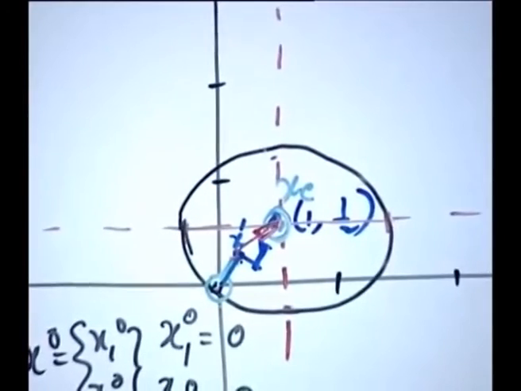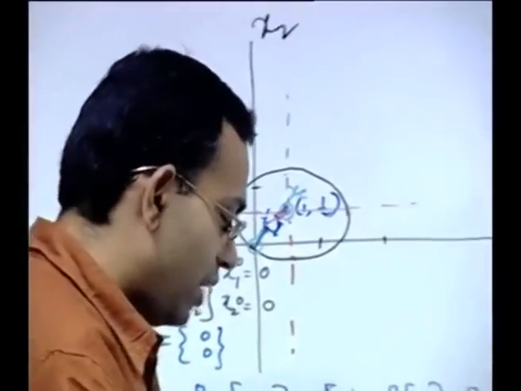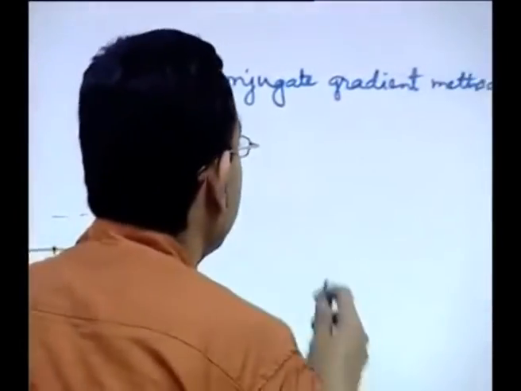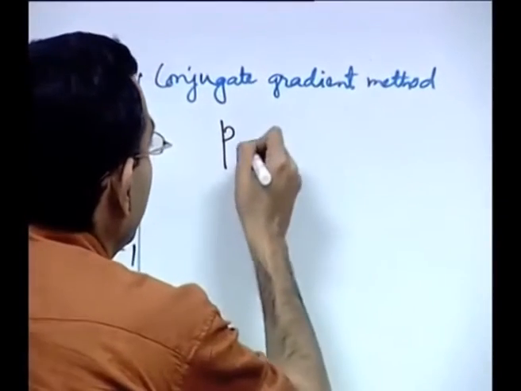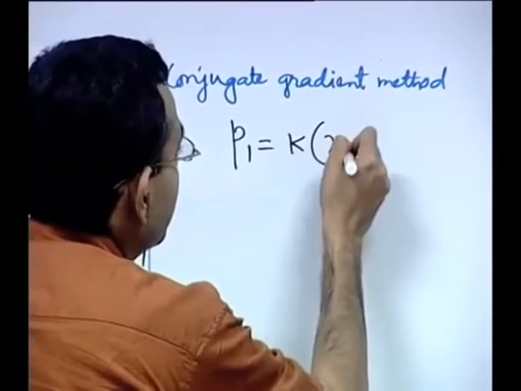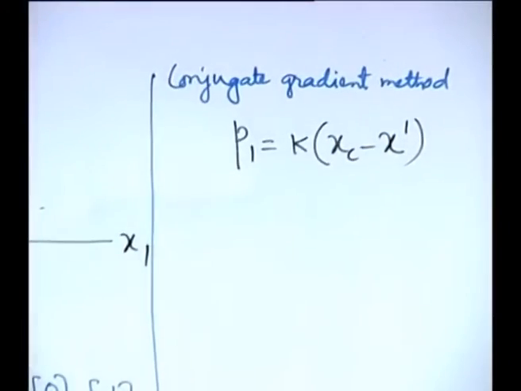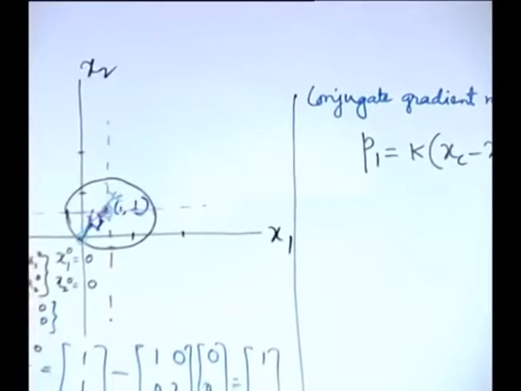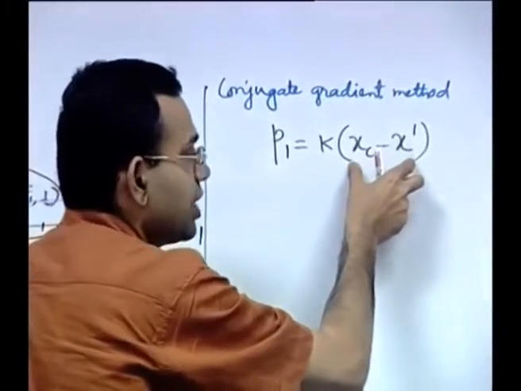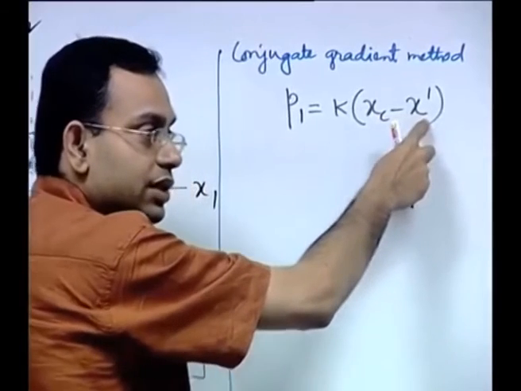Then what is the direction in which you move? You move in a direction which is directed from x1 to xc. So you move along a direction given by, say, p1, which is a new variable, which is k into xc minus x1, where k is just a scalar, because how much you have to move is something which is to be determined, but at least the direction is known from x1 to xc. So position vector of the second point minus position vector of the first point.